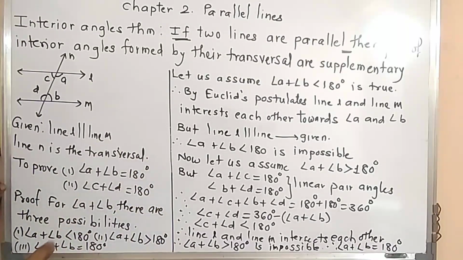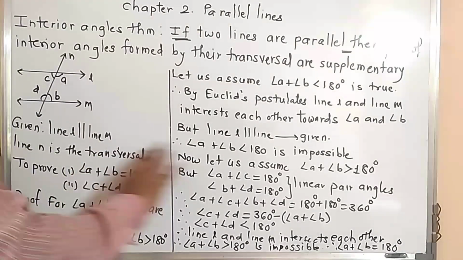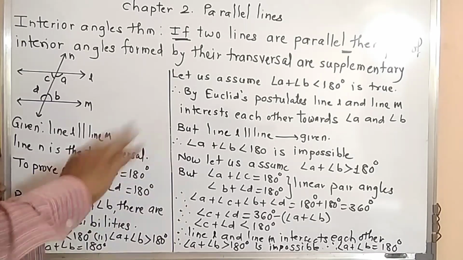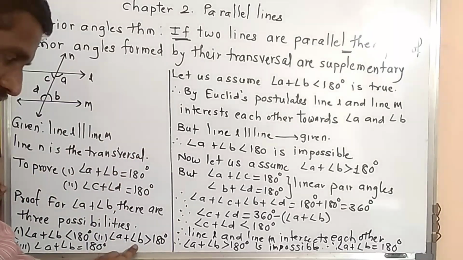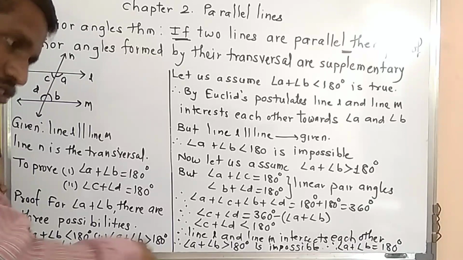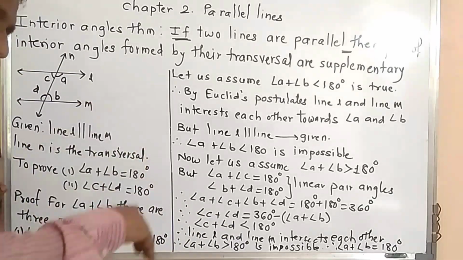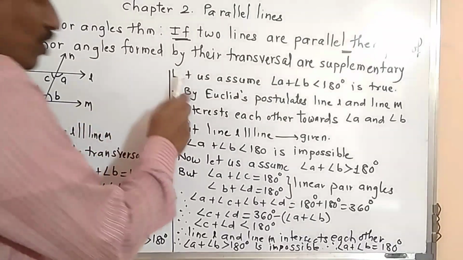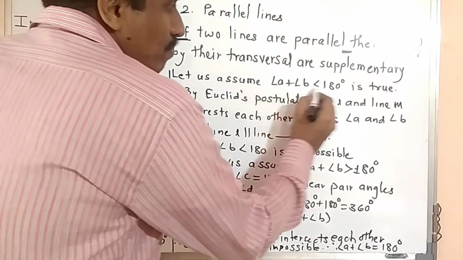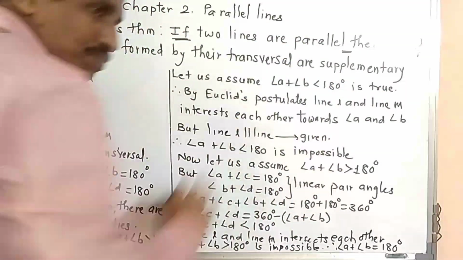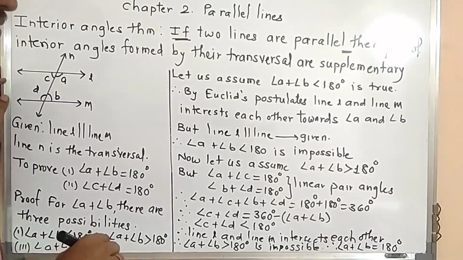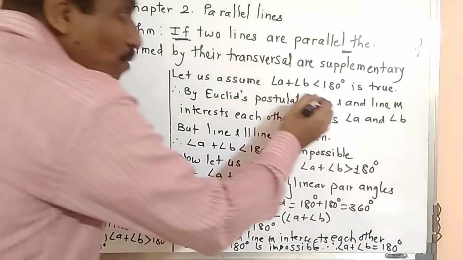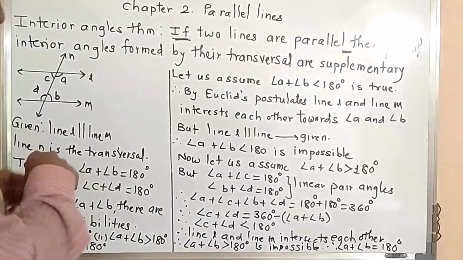What am I going to prove? I will prove that angle A plus angle B less than 180 is not possible. Again, angle A plus angle B greater than 180 degrees is also not possible, and therefore I will prove that angle A plus angle B is equal to 180 degrees. So let us assume angle A plus angle B less than 180 is true. Then what will happen? By Euclid's postulate, what is Euclid's postulate?